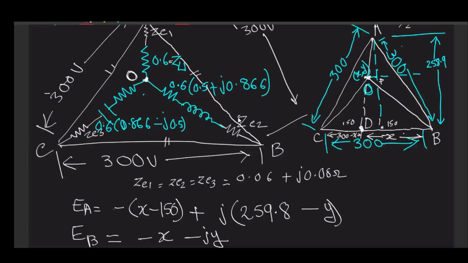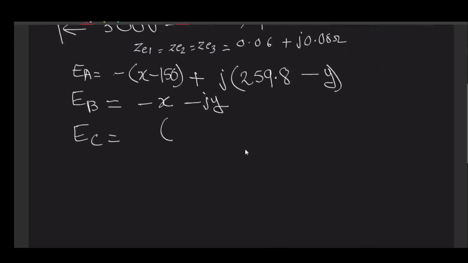The CD is 300 minus X, because here it is positive. Sorry, C is located left of the point O, therefore it is increasing. Now this is 300 minus X. The way we have defined X, it is in the positive direction, and this one is minus jy, right?